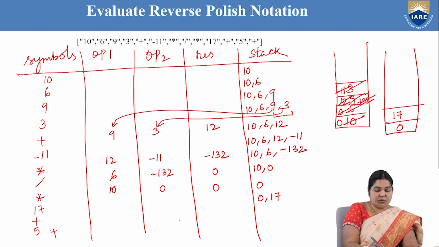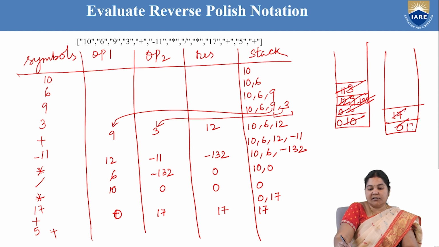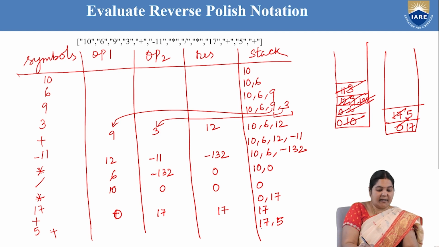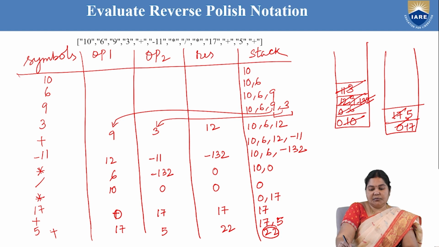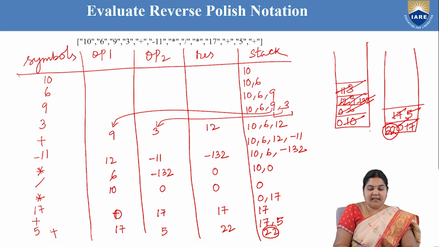Next comes plus. So we'll write down 17 here, sorry, here 0. So 0 plus 17 becomes 17. So 17 is there on the stack. We have popped it and done the addition. Now 17 is there at the bottom of my stack. Next comes plus. So 17, 5 we will write down, and then the plus operator has come. 17 plus 5 is 22. And finally 22 is there on the stack, which is the result of this expression.